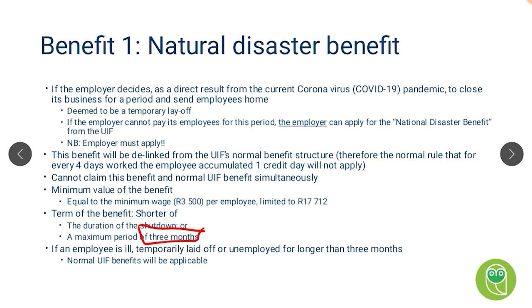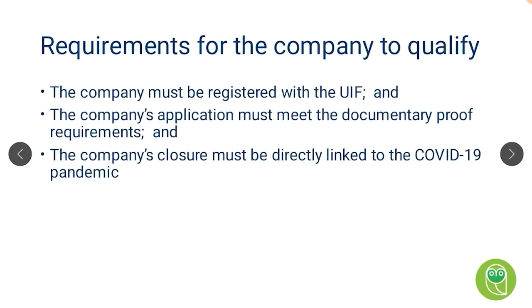So should this pandemic and its consequences be part of our lives for longer than 3 months, what then? Well, of course, the situation could be reassessed and we could see some changes coming in. It could be extended. But at this stage, the argument is that the normal UIF benefits would be kicking in after 3 months. So this is the first benefit.